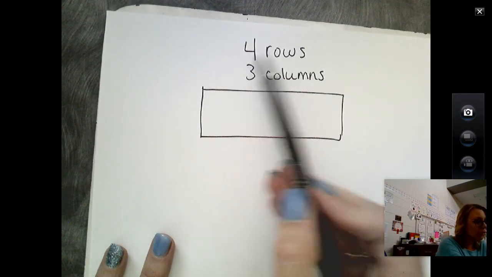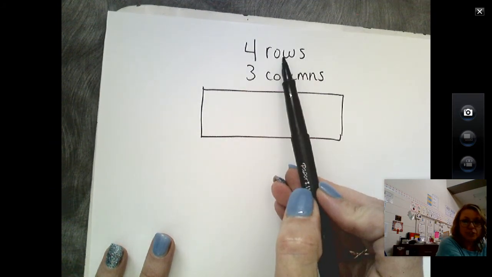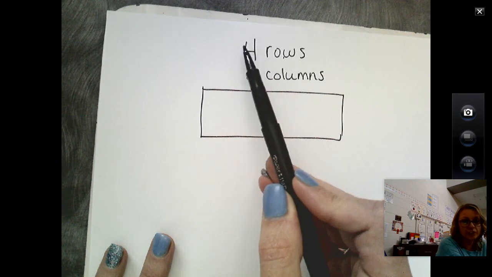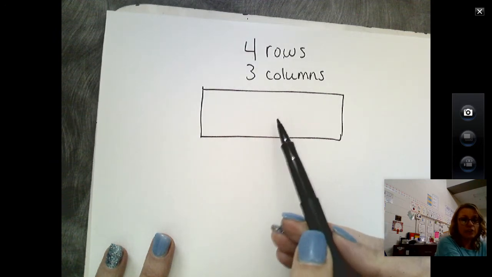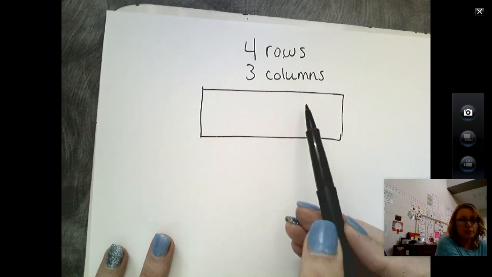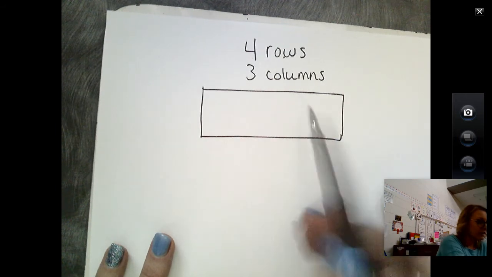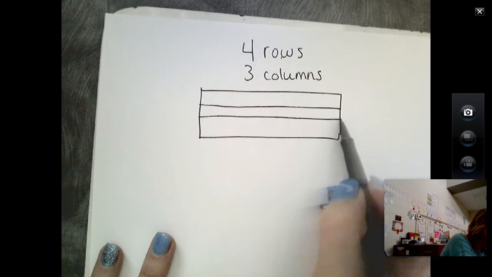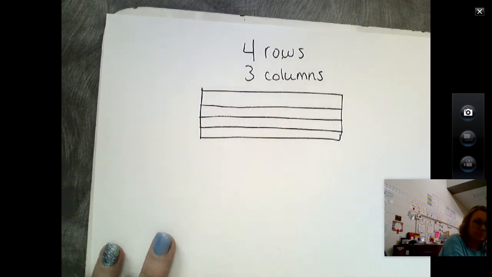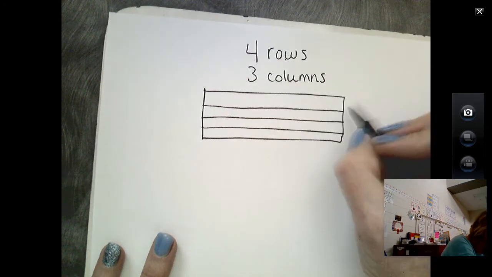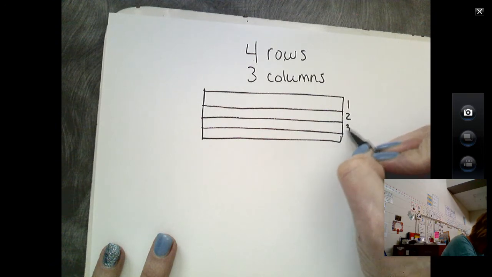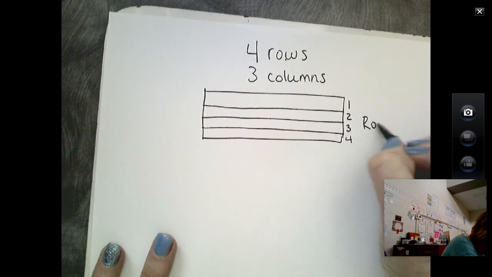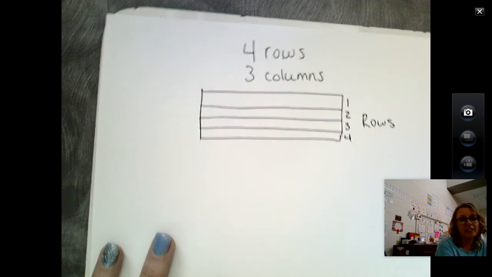So if I want 4 rows, I'm going to draw how many lines? 3, that's right, because 1 less than 4 is 3. So I'm going to draw 3 lines from side to side, because remember, rows go side to side. So I'm going to draw 1, 2, 3. And then I can check. I have 1, 2, 3, 4. I have 4 rows going from side to side.